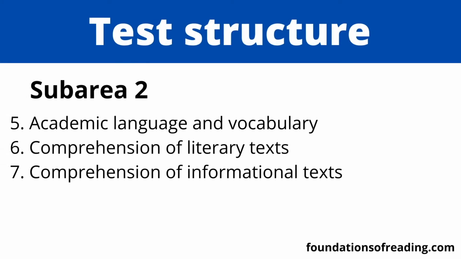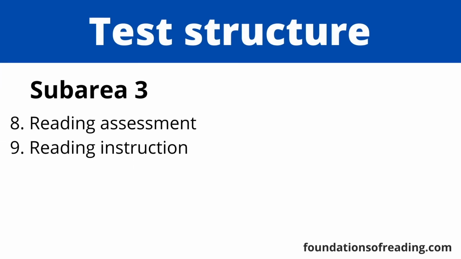Here we have objective number 5, which begins as promoting academic language development, including vocabulary development. Then objective 6 includes promoting comprehension and analysis of literary texts. Objective 7 includes the comprehension of informational texts. Let's move on to sub-area number 3. Here we have 2 objectives, objective number 8 and 9. Number 8, which begins as evidence-based practices for assessing reading development. And then objective number 9, which is the best practices of reading instruction.